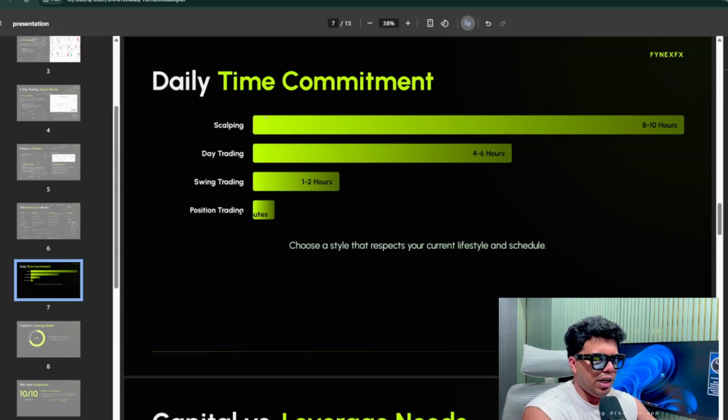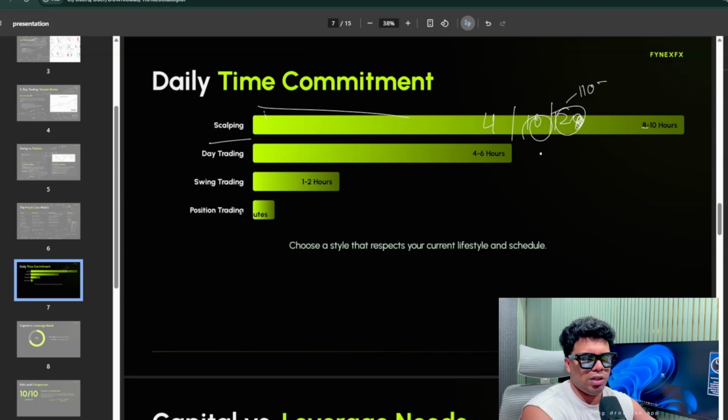See, the daily time frame commitments: your screen time depends on your trading style. If you are a scalper, you need to spend a minimum of 4 to 10 hours, or even 12 hours, in front of the screen. If you enter 10 to 12 trades, you need to spend 10 to 12 hours to find new setups, new entries, and look at the charts to see what's happening in the current market. You must look at the live market.